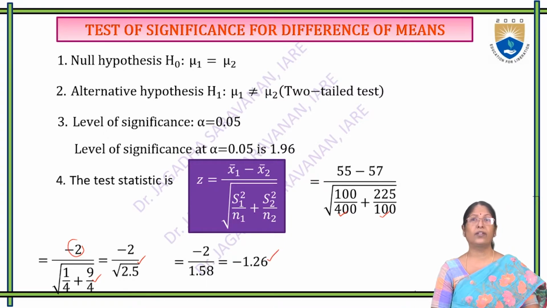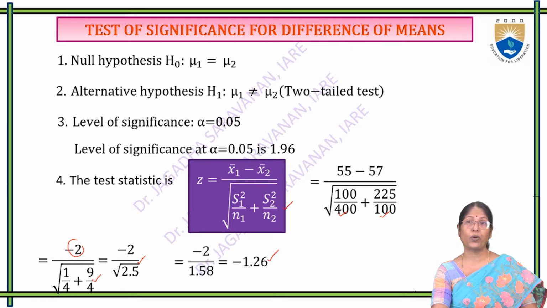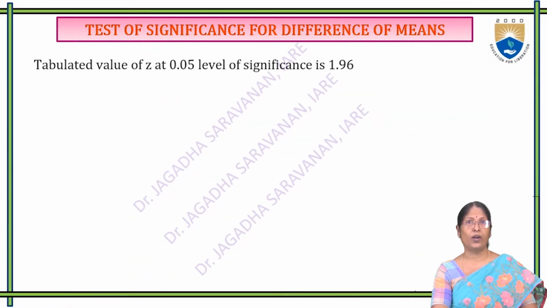So Z, the test statistic, using Z equal to x1 bar minus x2 bar divided by square root of S1 square divided by N1 plus S2 square divided by N2, is -1.26. But we will take mod Z, that is 1.26. So we completed the 4 steps. The next one is the tabulated value of Z at a 0.05 level of significance, which is 1.96. The calculated value of Z is 1.26.